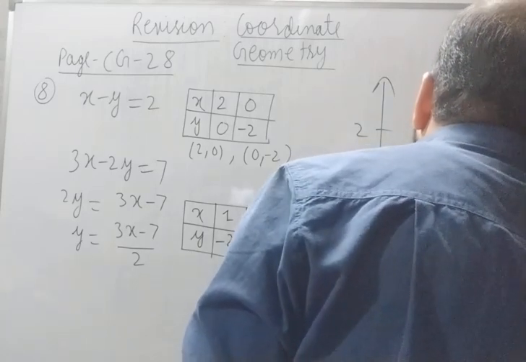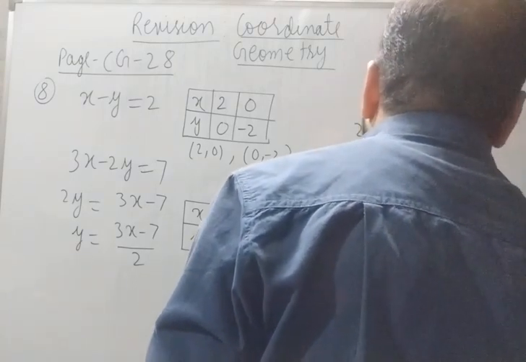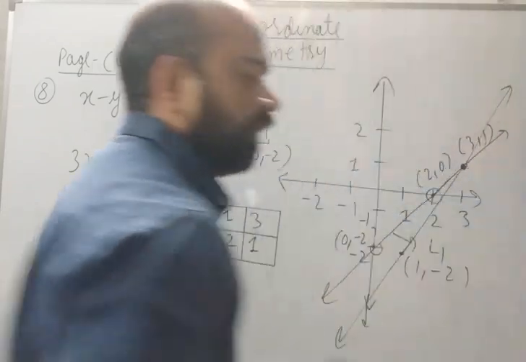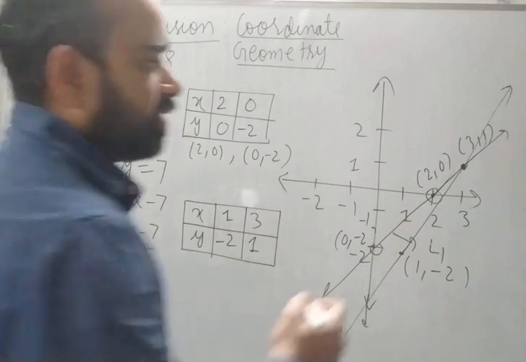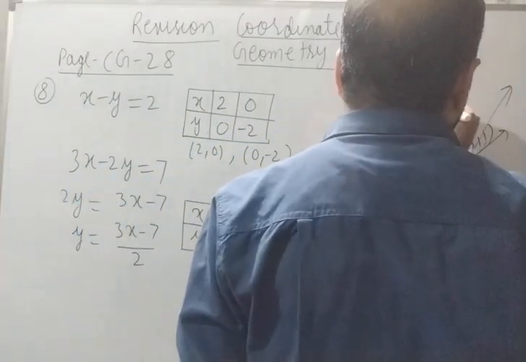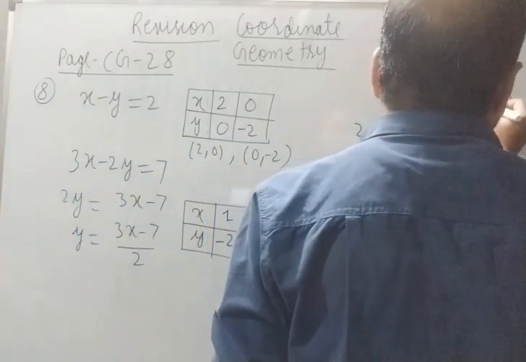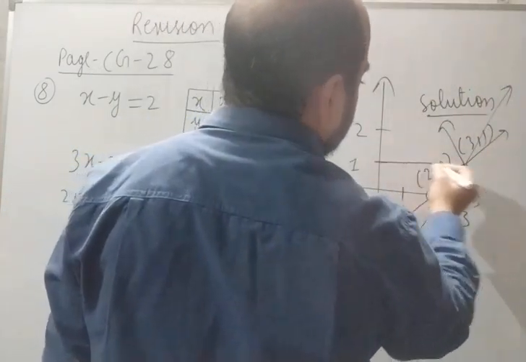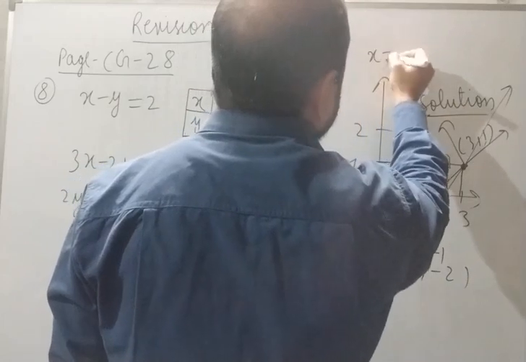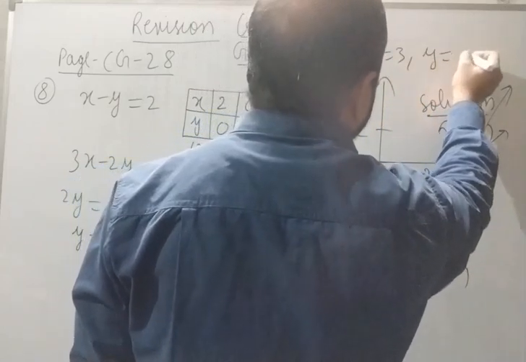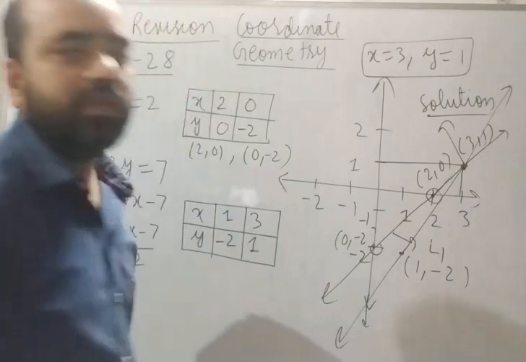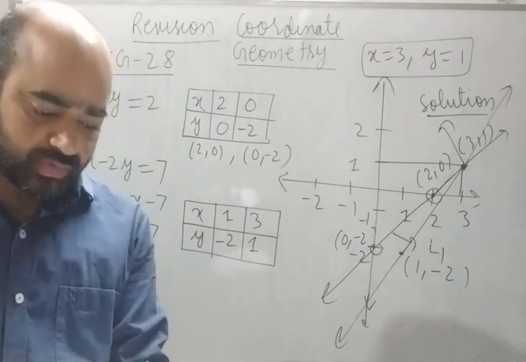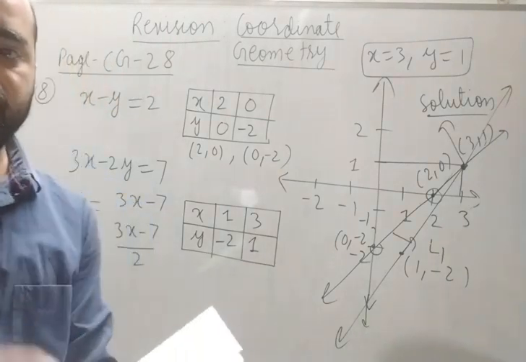This point is 1 comma minus 2 and this is 0 comma minus 2. So this is the point of intersection, the common point. This will give the solution, that is, x value is 3 and y value is 1. So x is 3 and y is 1 is the solution of the given system of equations graphically. Clear? So next, one more question from the graph.